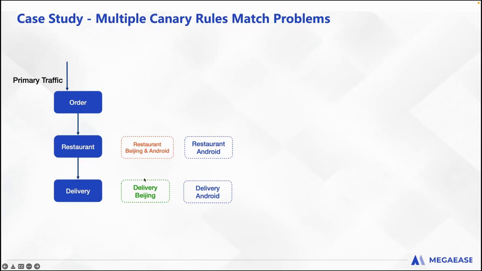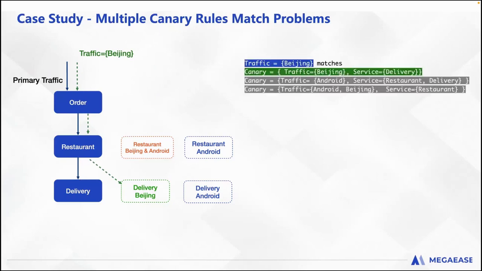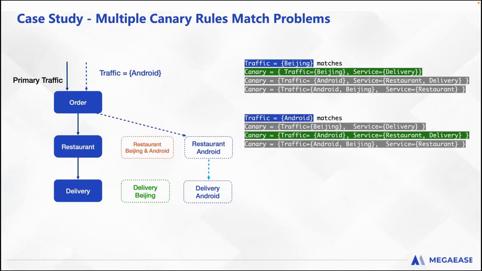When the system receives traffic with Beijing user tag, it matches the routing rules of delivery services Beijing canary, and the traffic follows the green path. Then on the other hand, the traffic with Android user tag matches the routing rules of Android canary for both restaurant and delivery. The traffic follows the blue path.